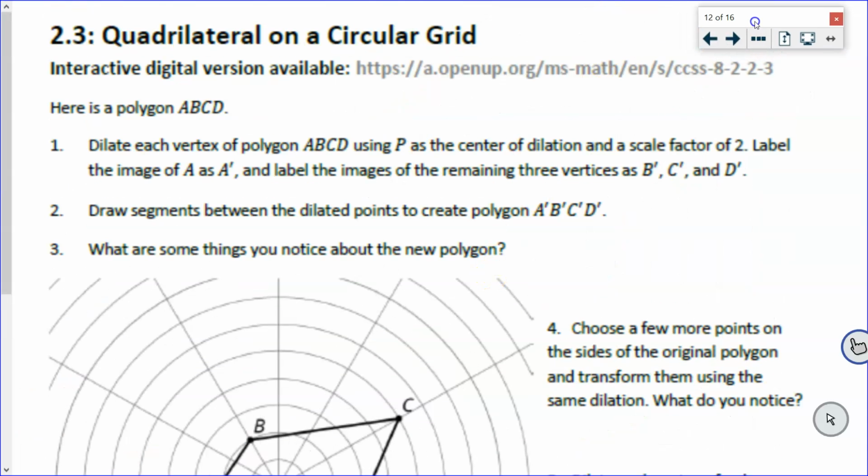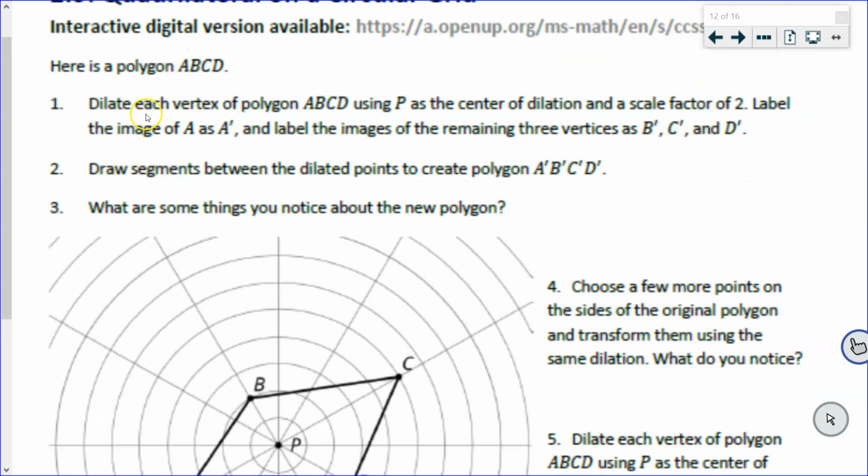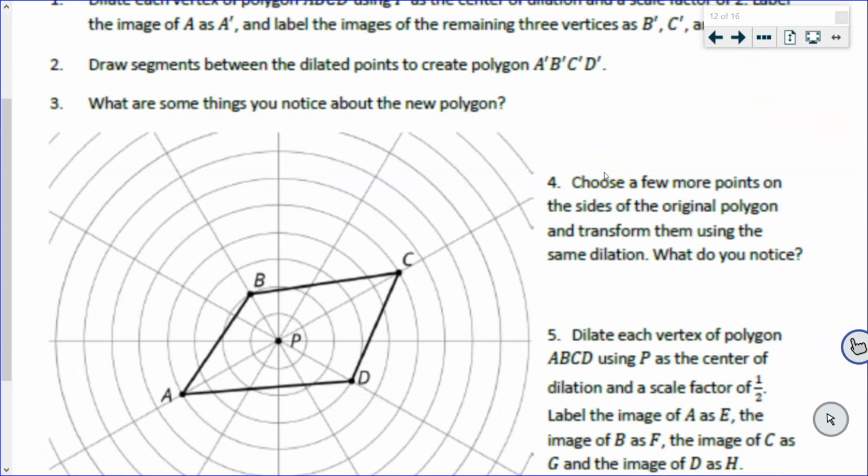This is a quadrilateral on a circular grid. And we're going to dilate each vertex of polygon ABCD using P as the center of dilation and a scale factor of 2. And then it tells us how to label it. So let's make sense of that. We can see once again, P is the center of dilation.